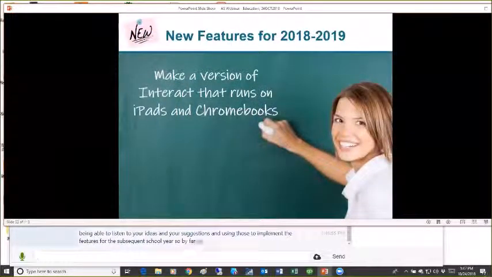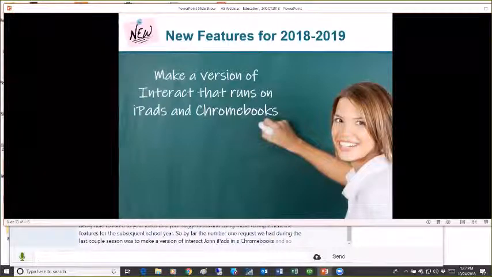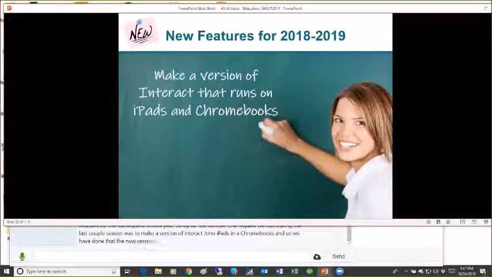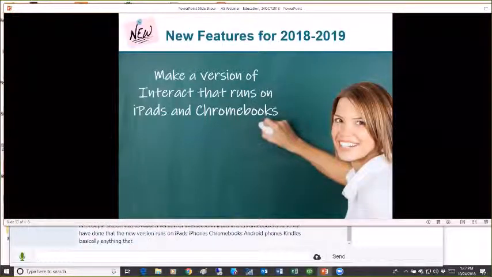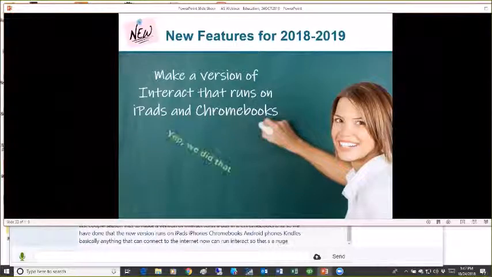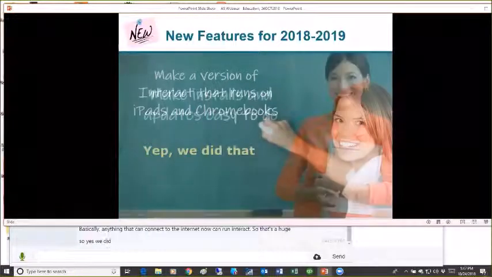By far, the number one request we had during the last school season was to make a version of Interact that runs on iPads and Chromebooks. And so we have done that. The new version runs on iPads, iPhones, Chromebooks, Android phones, Kindles, basically anything that can connect to the internet now can run Interact. So that's a huge improvement. So yes, we did that.